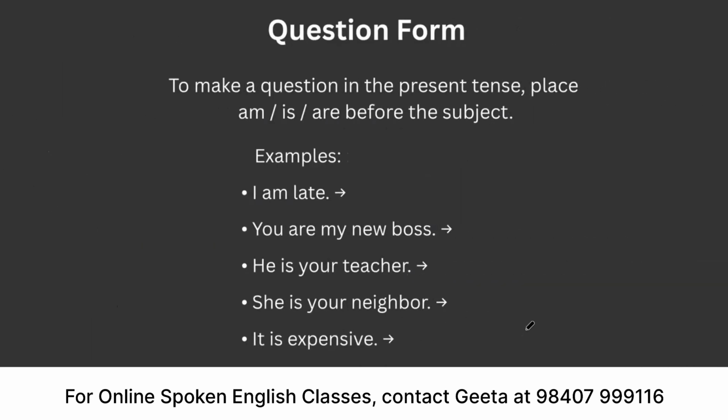Now let's see how to convert a positive sentence into a question form. So to make a question in the present tense, we place am, is, or are before the subject. Let me explain this. I am late. So here the to be verb am comes before the subject, I. So, am I late? And with a question mark. You are my new boss. So the to be verb are comes before the subject you. Are you my boss?